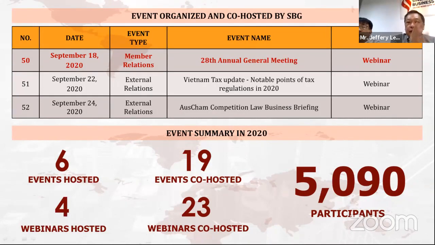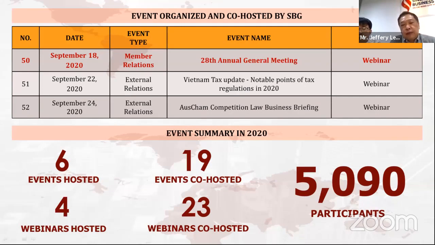So subsequently, I think our current President Norman will explain to you all about what are the future events that we are working on. So in terms of the event summary, we have 4 webinars that we hosted, a total of 6 events from September 2019 up to September 2020, a total of over 5,000 participants. Of course, please note that we also co-host events, which total about 19, and also webinars that we also join in, a total of 23.